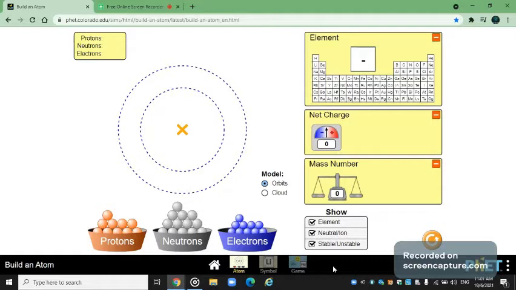Today we're gonna take a look at building an atom in Phet Simulator, because why not?